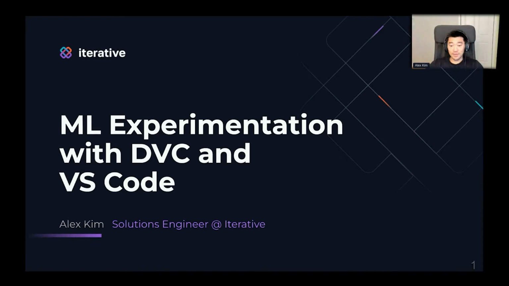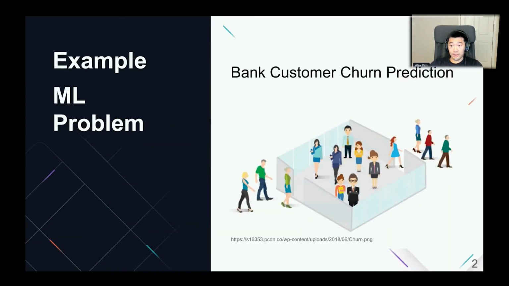Right. So today I'm going to be talking about machine learning experimentation with DVC and VS Code. Many of you may have heard about DVC being a tool simply for data versioning, but there's a lot more to it than just data versioning, as we'll see in this talk. So let's start, just to set the stage, with a problem.